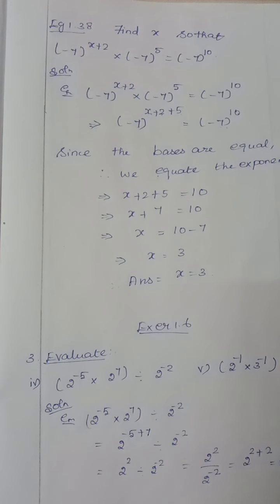So 2 power 4 means 4 times we can write 2 into 2 into 2 into 2. So which is equal to 2 2s are 4, 4 2s are 8, 8 2s are 16. Therefore our answer is 16.